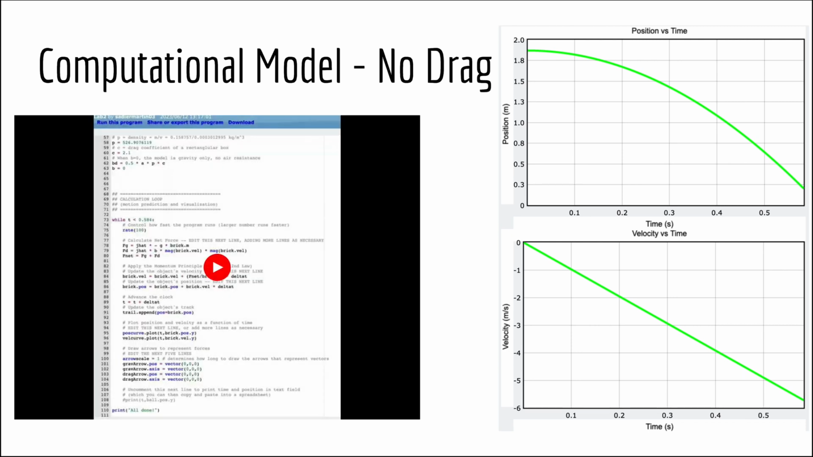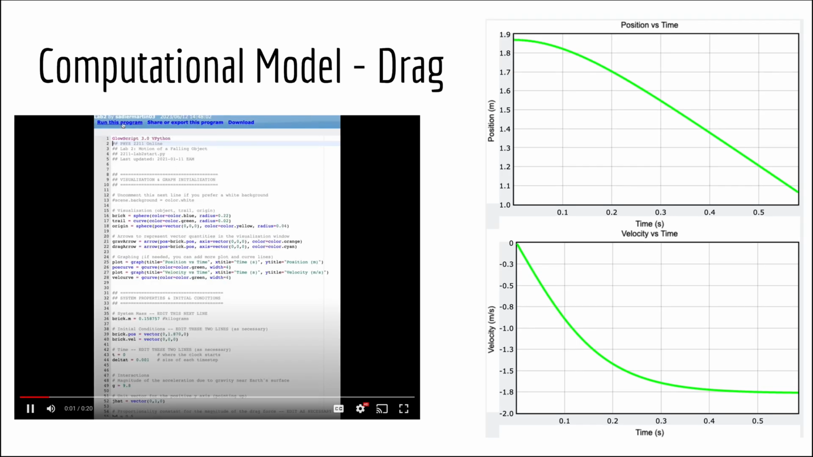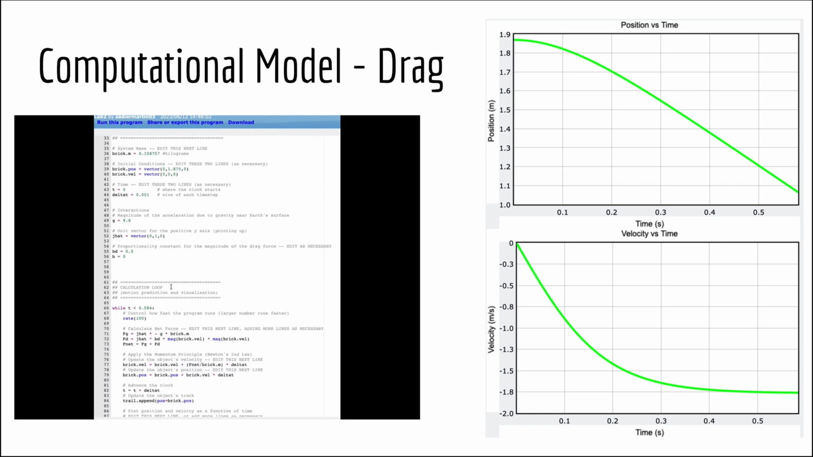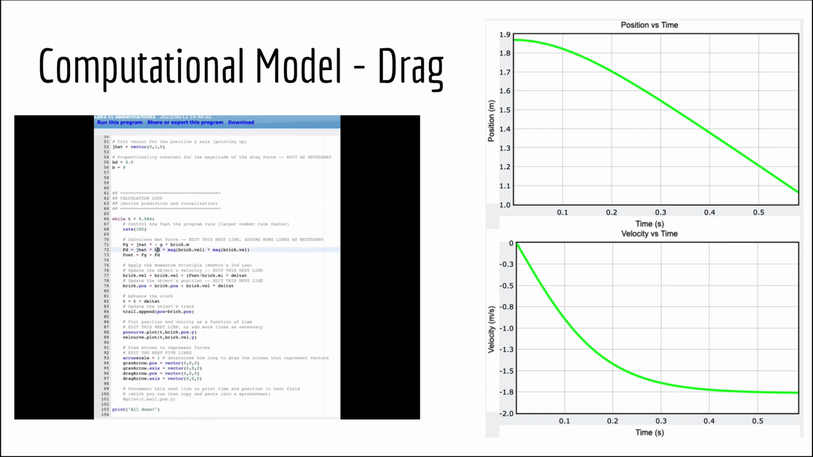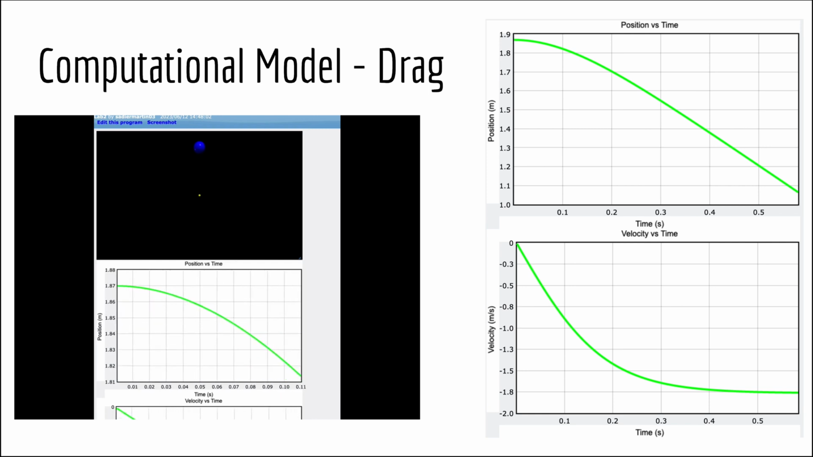Here is the computational model after taking in the effects of drag. Here the time-velocity graph has a non-constant slope. As the object continues to fall, its velocity is increasing, which also increases the force of drag.